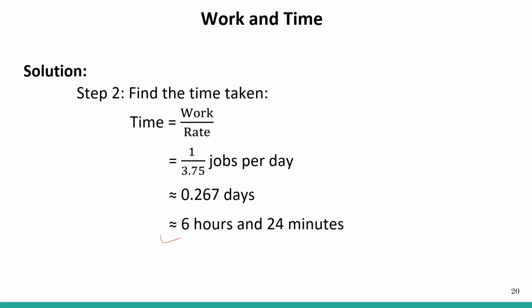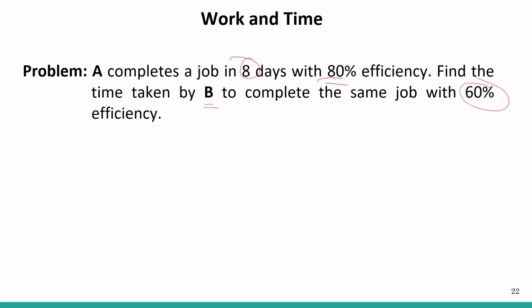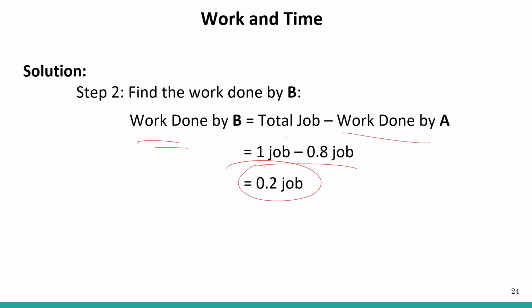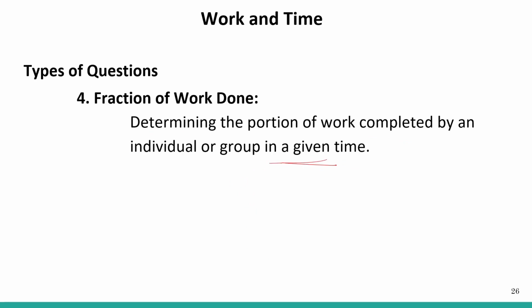3.75 whole is approximately equal to 0.267, and that is approximately equal to 6 hours and 24 minutes. So work efficiency: comparing the efficiency of different individuals or machines in completing a task. So completeness: A completes a job in 8 days. Okay, we solve it. It is 0.2 job. So find the time taken by B, which is equal to 8 hours.